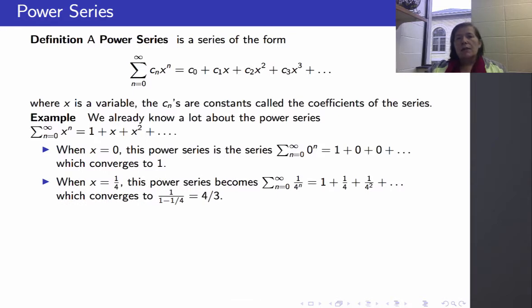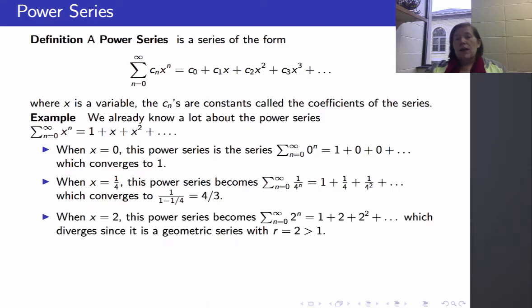If I were to set x equal to 1 over 4 here, then this power series becomes the sum from 0 to infinity of (1 over 4) to the n. And again, that's a series I know a lot about. It's a geometric series with r equals 1 over 4. And it converges because the absolute value of r is less than 1. And in fact, I can also write down the sum. It's 1 over 1 minus 1 over 4, which is 4 over 3.